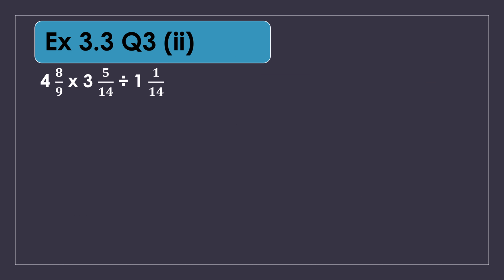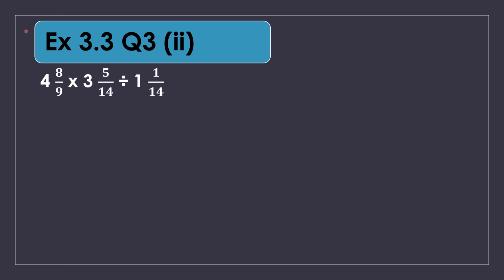In exercise 3.3, question number 2, we solved many decimal numbers using BODMAS. Now we will use BODMAS to solve fractions. And this is our first question. We have 4 whole 8/9 into 3 whole 5/14 divided by 1 whole 1/14.